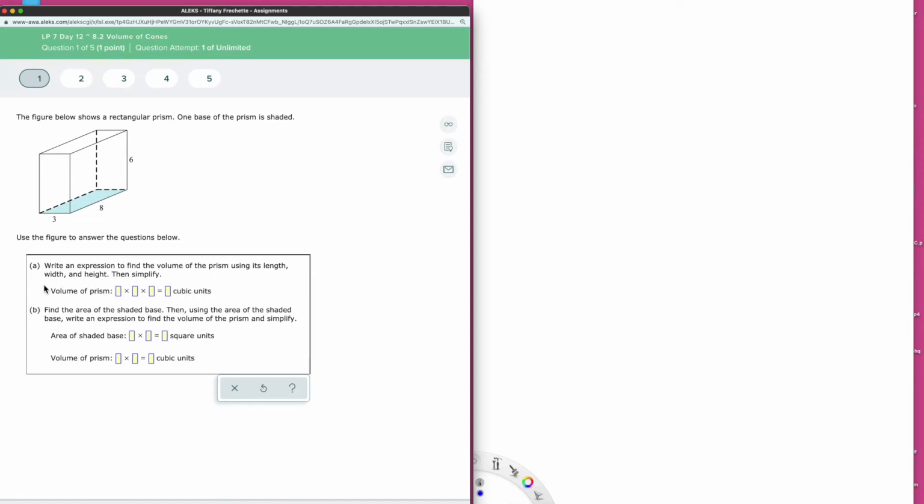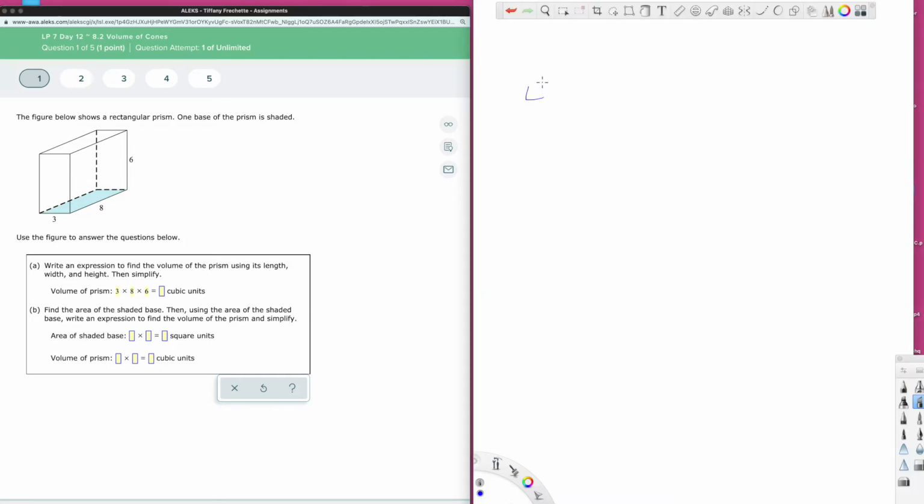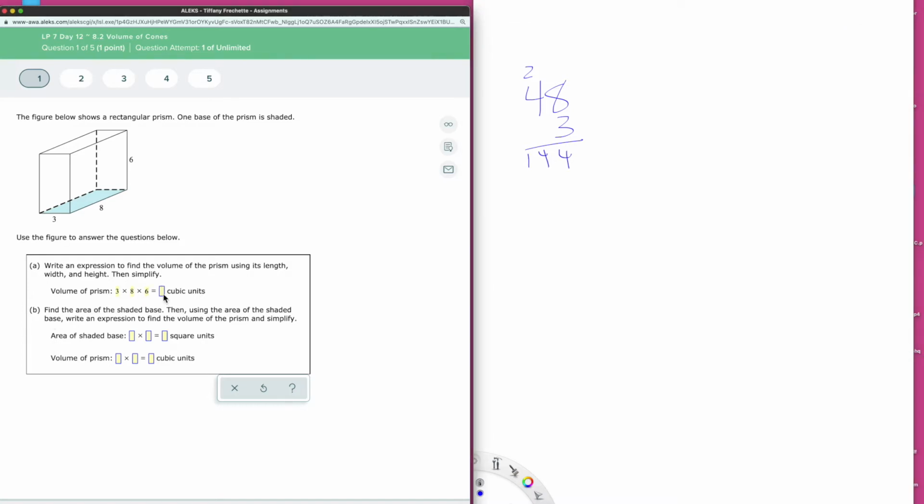So we have volume of a prism: the length, the width, and the height, just like I just talked through, right? So now we actually want to do this: 8 times 3 times 6. So let's see. I'm going to do 6 times 8 because that gives me 48. And then times 3, so that's 24, 12, 13, 14. So 144. So you get 144 cubic units.